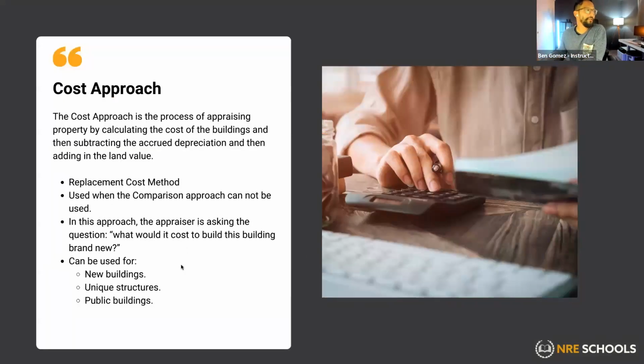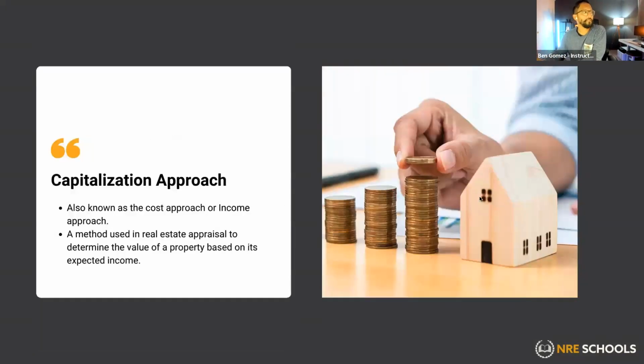The cost approach, again: calculate it, depreciation, value of the land. That's the 10,000 feet view of the cost approach. And then the cap approach, also known as the income approach, we're calculating income. We're calculating businesses, warehouses, apartment buildings. That's what we're doing on that approach.